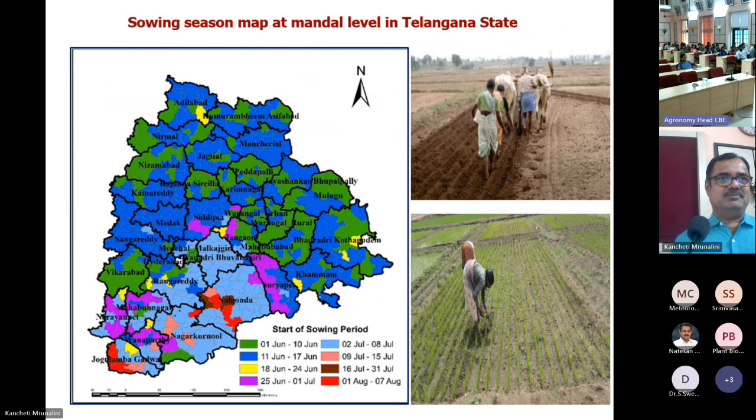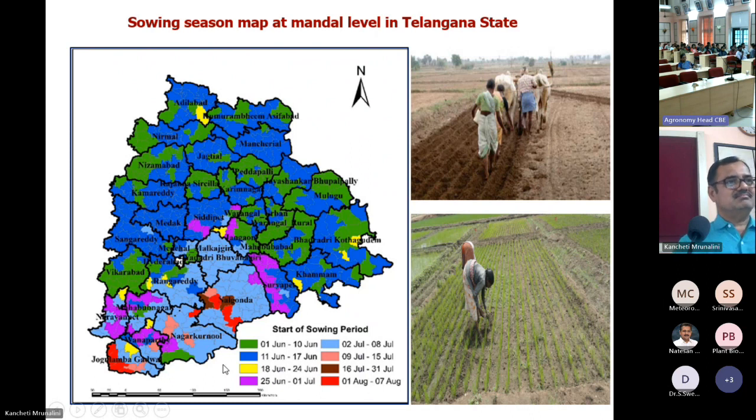And this is the map we have developed. The green one, 1st June to 10th June. So these are the mandals or blocks where the conditions will become favorable to take up the sowing of rain-fed crop by the 10th of June. Like that, if you see southern Telangana, this is the red region, this blue in the month of August also, first week.